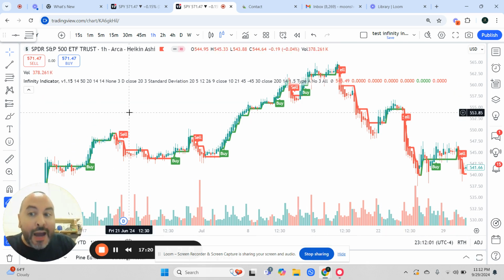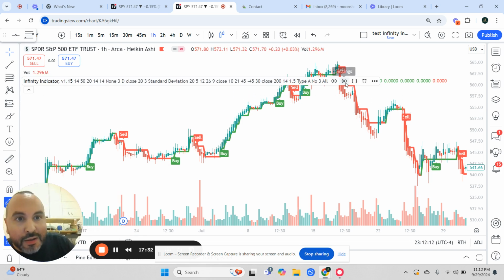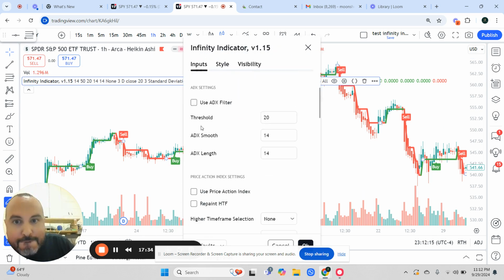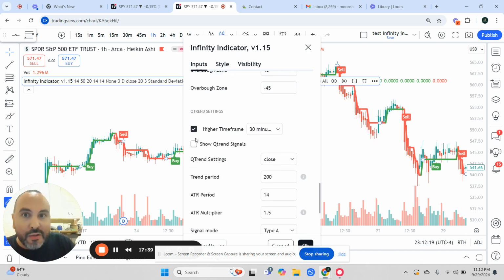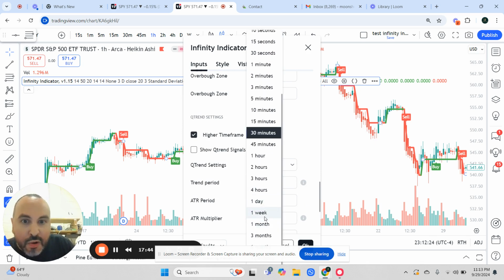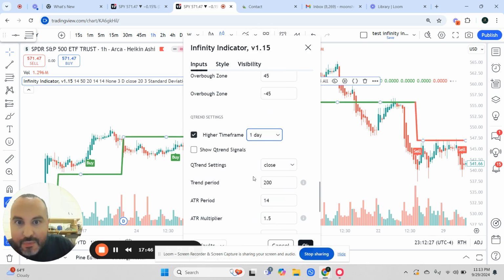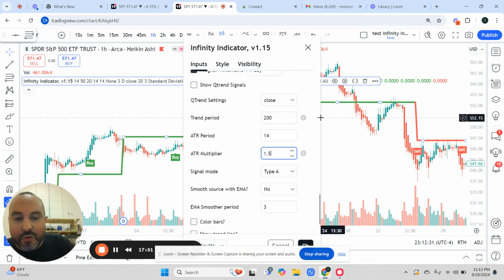Okay, and again, this is your hourly setup. We're moving past the day trade setup. This is now a swing trade setup, with trades lasting an hour or hours to days. Okay, and I want you to go back in the settings. And this is the only thing we're going to change: we're going to change the higher time frame to 1 day, and we're going to change the ATR multiplier to 2.